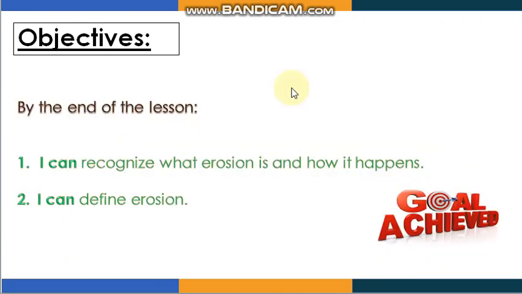And here we go. Let's read our objectives together. I want to help you. Okay, so let's read them. By the end of this lesson, we can recognize what erosion is and how it happens. Also, we can define erosion. So put this word in your mind. Can you say it again? Erosion. Well done.